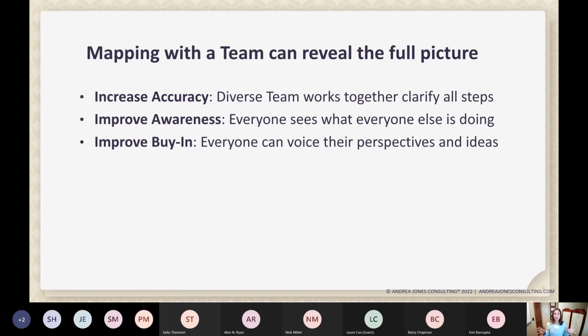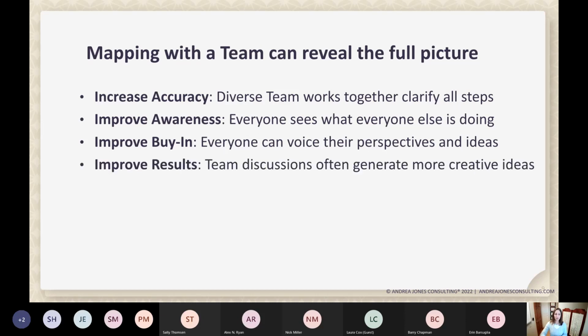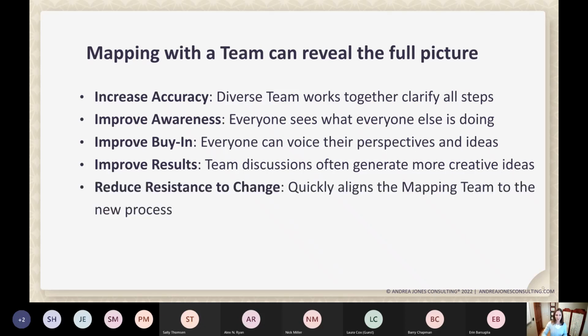to change. When people feel like they can voice what they're doing and why they're doing it and have their perspectives heard, then when you make changes, they tend to buy in more because they participated. So that leads to improved results because everybody has participated and given their ideas. Sometimes that group think gets different ideas than an individual would have on his or her own. And improved results, you want to realize those results, and doing mapping as a team can reduce resistance to change.